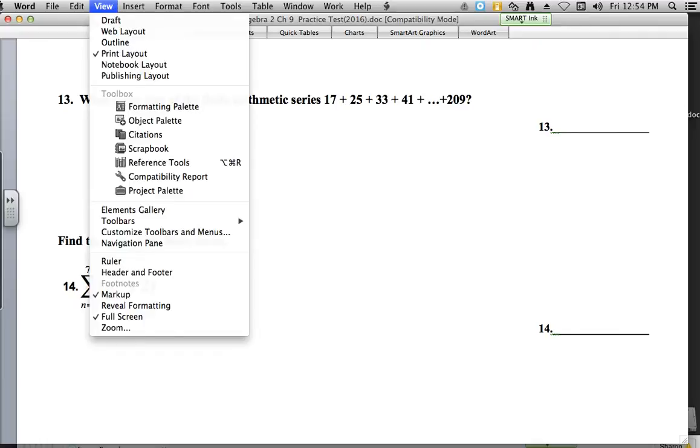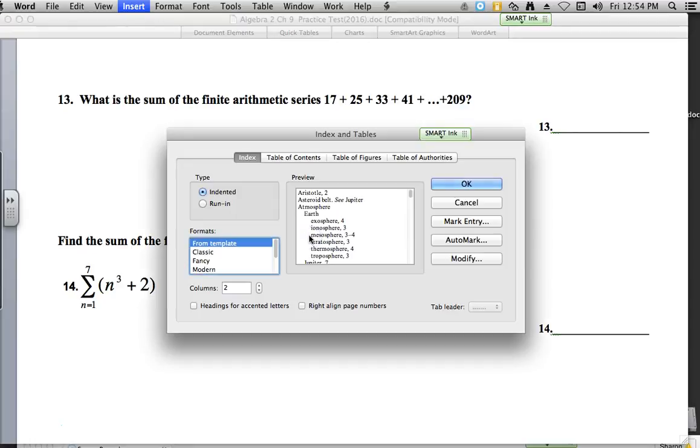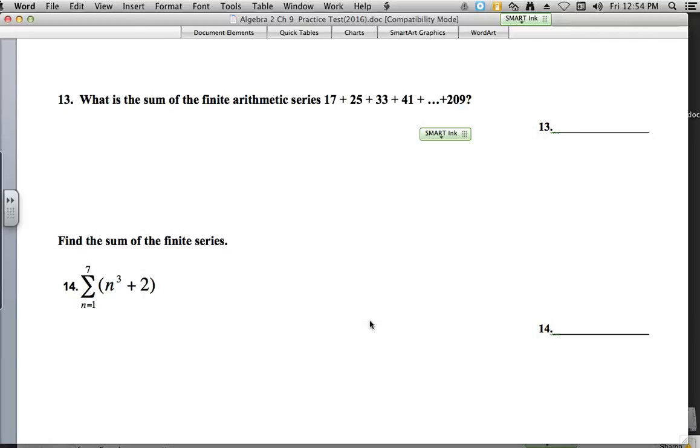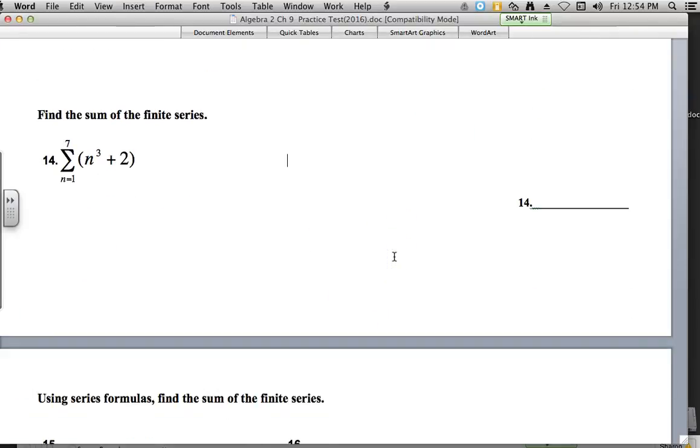And that's a wonderful thing to do before you turn your test in. Oops, got a lot of stuff showing up here right now. Escape out of there. And get this to scroll. There we go.